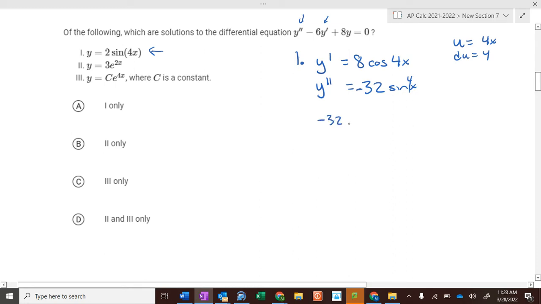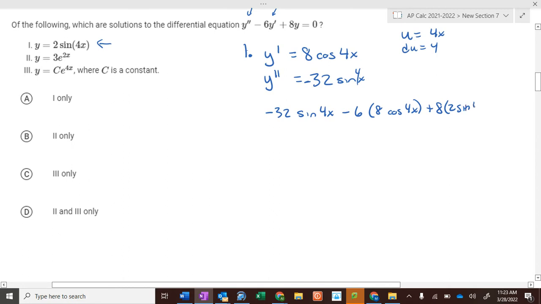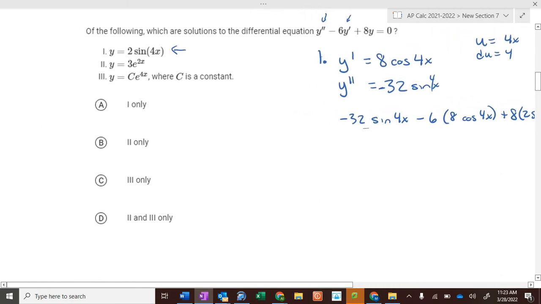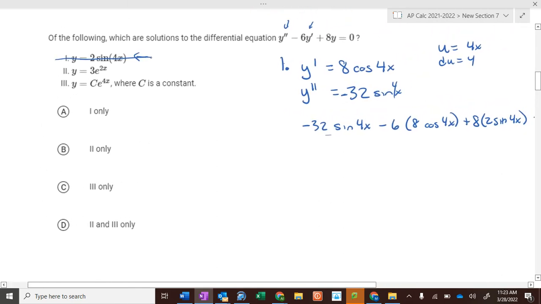Okay. So what if we put it into that formula? We get negative 32 sine of 4x minus 6 times 8 times the cosine of 4x plus 8 times 2 times the sine of 4x. And is that equal to 0? Well, this is negative 32 plus 16, which is whatever. And yeah, that is not a solution to that differential equation.